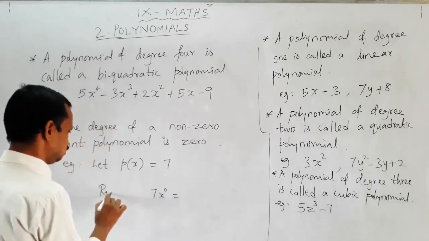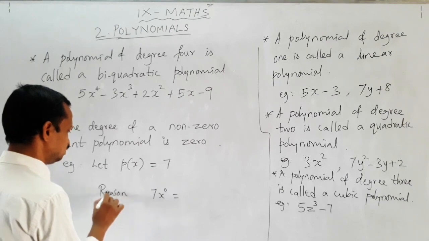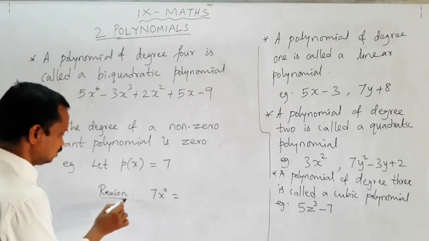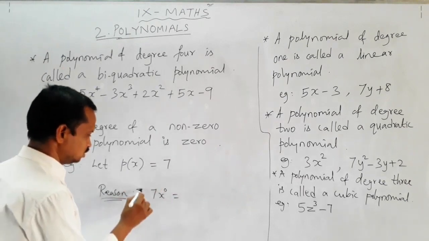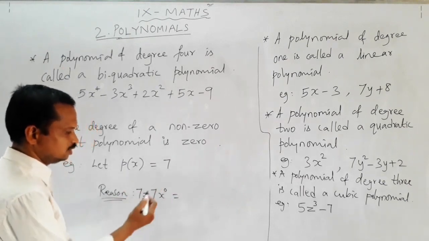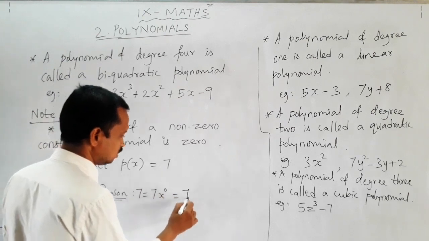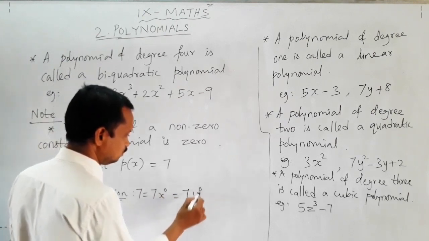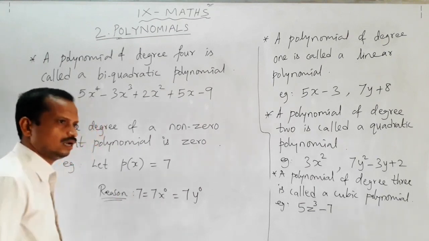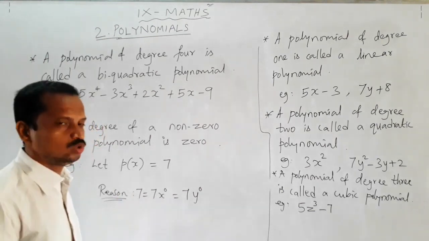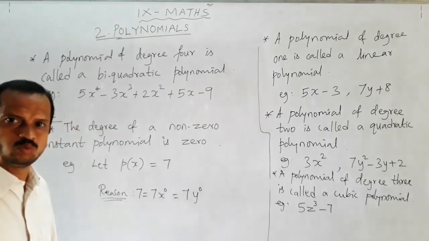Reason you have to take as a reason. Okay. Reason. 7 you can write as 7x power 0, or 7 into y power 0. So like that everything we can write. Why? Because any number or any variable whose exponent is 0, the value is 1, that we know.